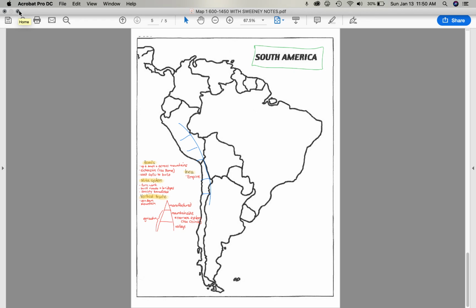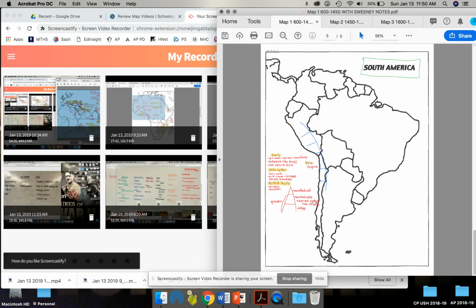We'll come back with period 4, which is 1450 to 1750, the period of European exploration, and the way that the rest of the world is responding to it.